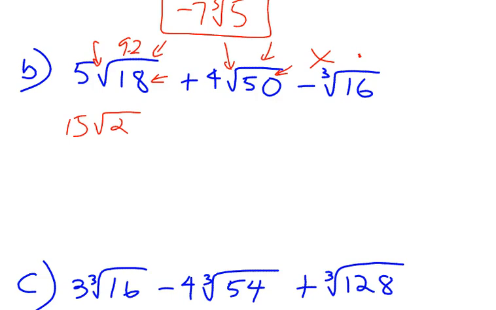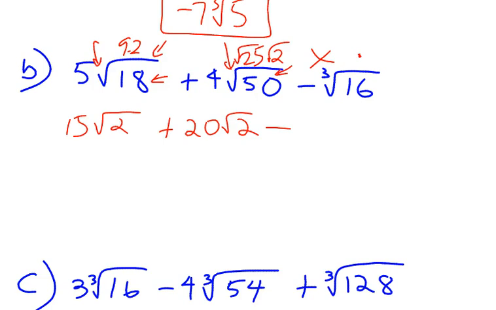50 has the perfect square of 25 in it, times 2. The square root of 25 is 5, and 5 times 4 is 20. Square root of 2. Minus, when I simplify this radical, and again, you always want to try to simplify the radical.